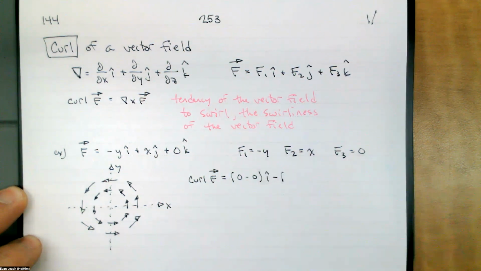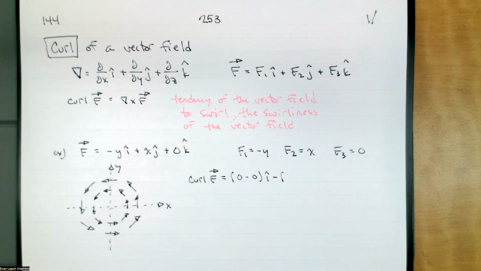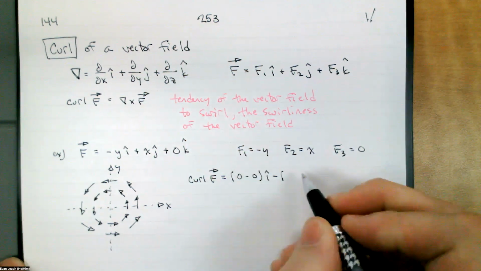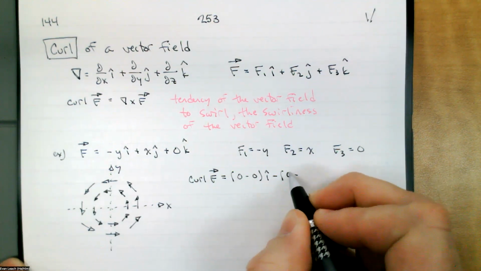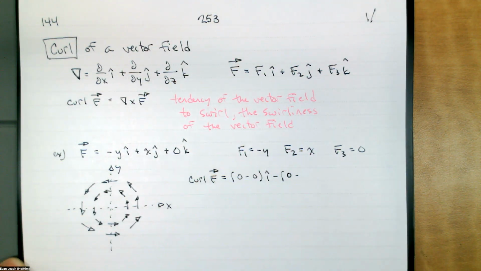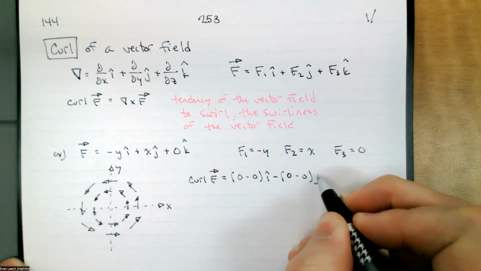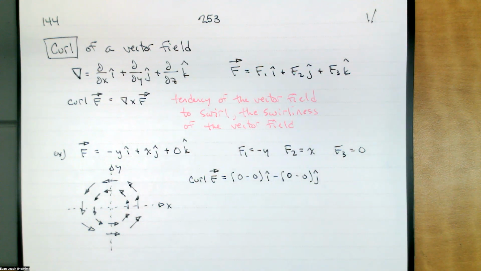Minus, our j component is going to have F3 and F1, because F2 is in the j column. And we're going to use partial x and partial z, because partial y is in the j column. So we do F3 with respect to x, 0, minus F1 with respect to z, 0. Once again, the expression looks so concerned, but 0 is what we were expecting.